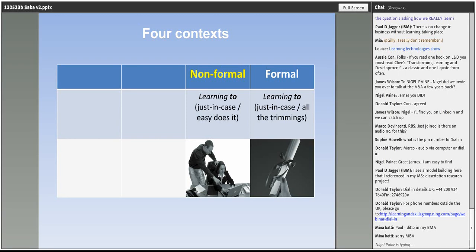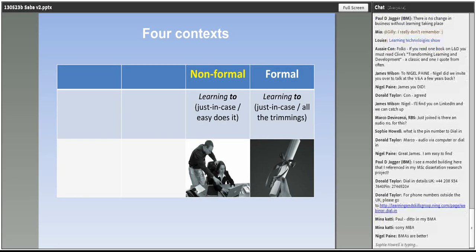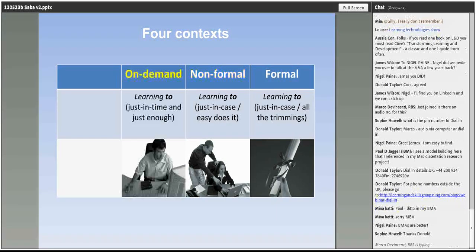Or as a guy I was interviewing this week from the Institute of Development Studies at Sussex University called it, communities of passion, which I thought was a great phrase. So that's another very important category.